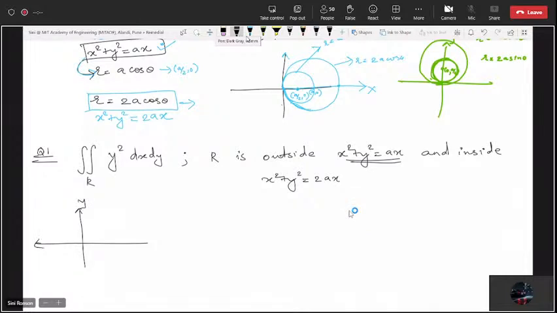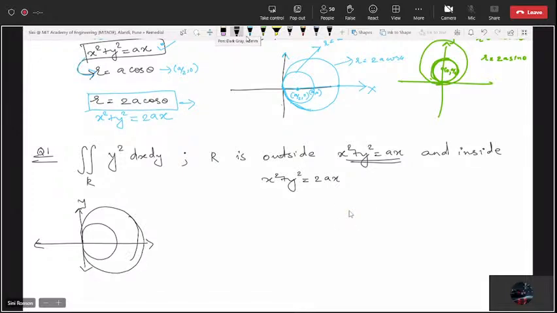r equal to a cos theta, right? Circle with center at a by 2 comma 0. And what is the second one? That is the circle with center at a comma 0. So we will have a circle like this in that case.